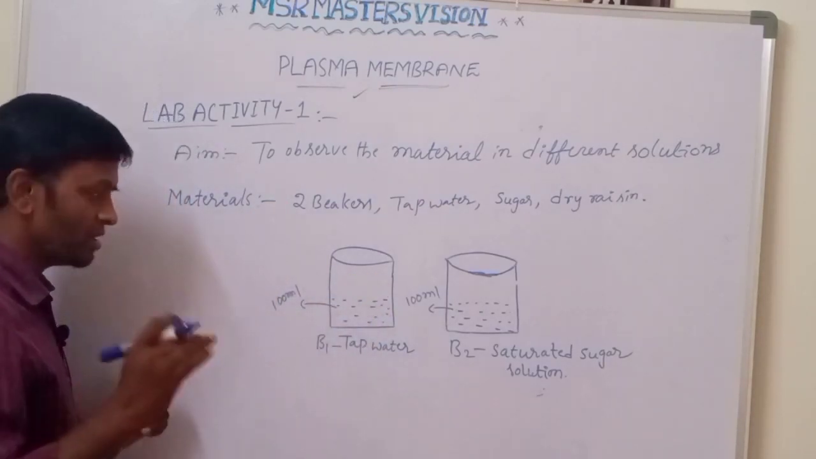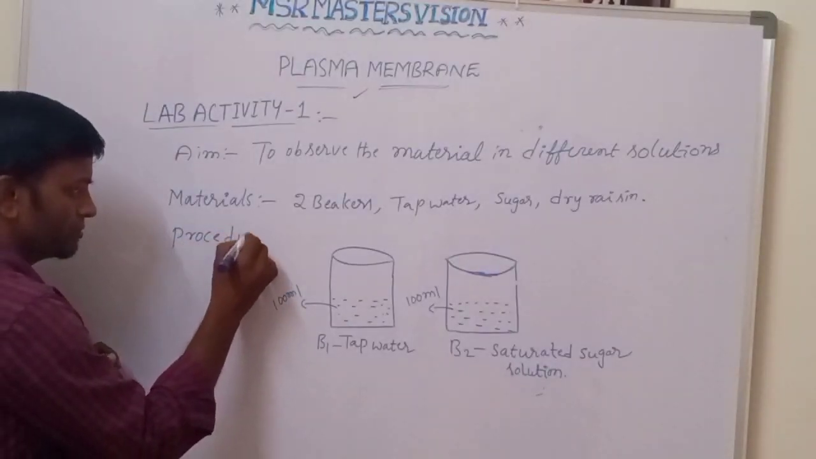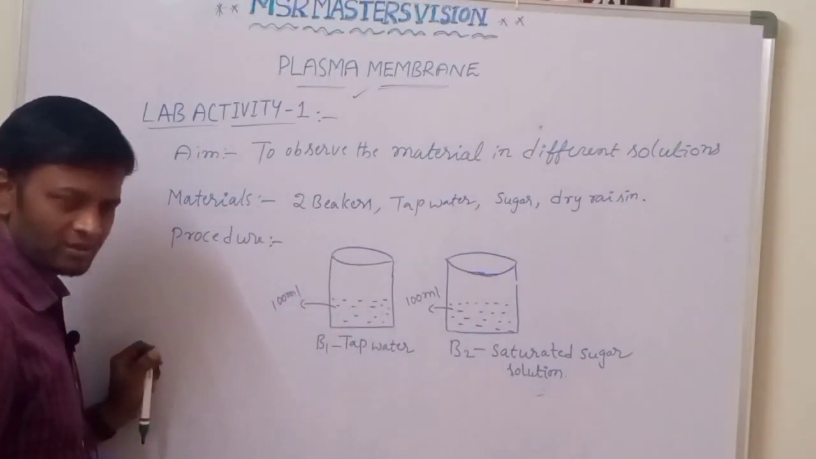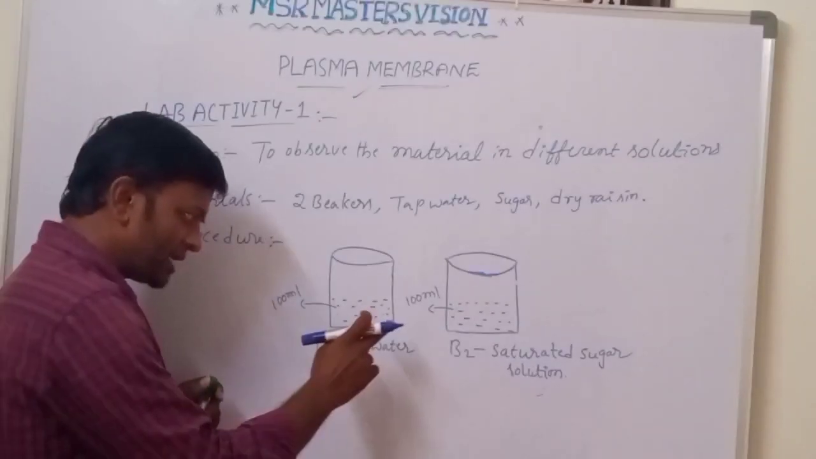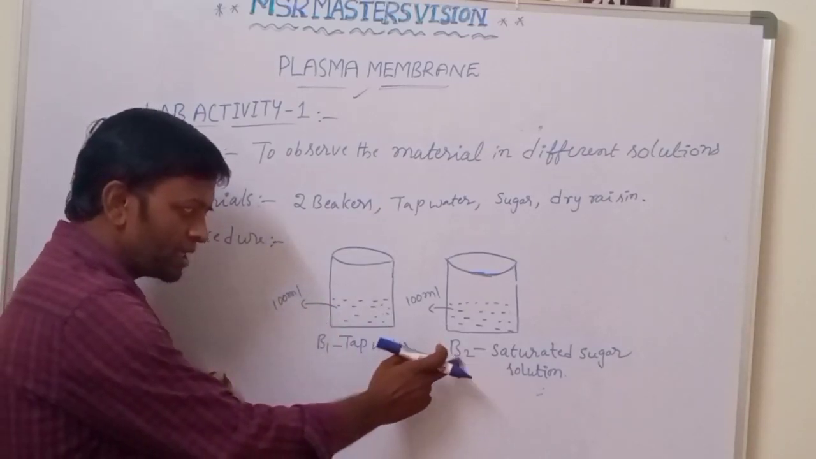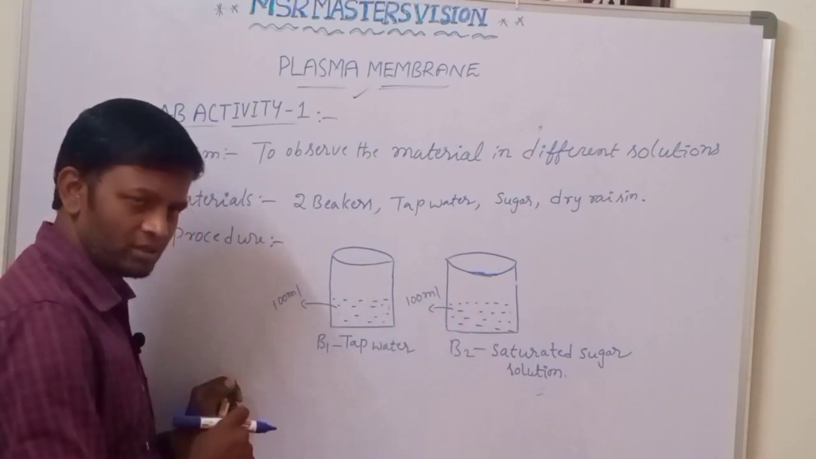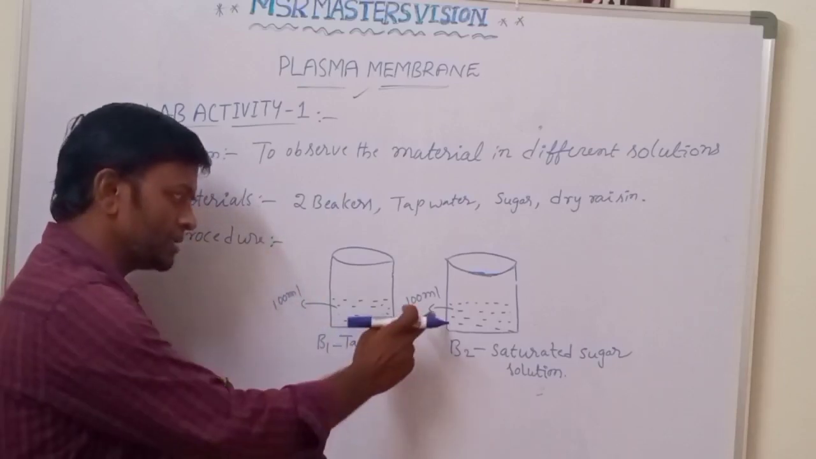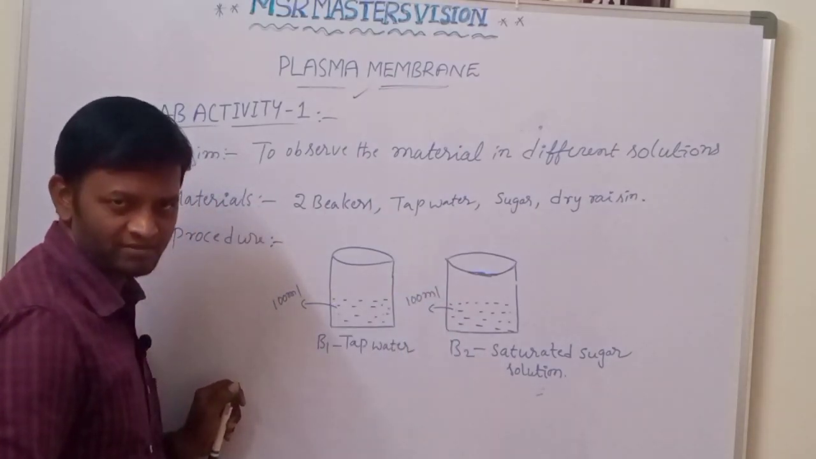Now we'll discuss the procedure. In this procedure, first we are taking 2 beakers, beaker 1 and beaker 2. In beaker 1 we are taking 100 ml of water, and in beaker 2 we are taking 100 ml of saturated sugar solution. So in beaker 1 we take 100 ml of tap water, and in beaker 2 we take 100 ml of saturated sugar solution.